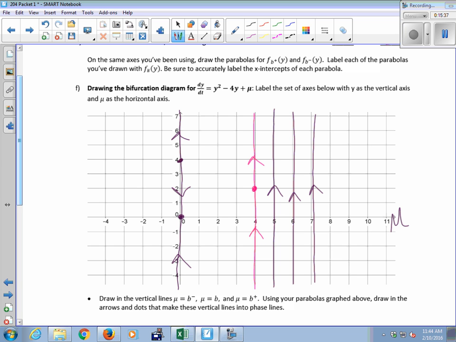So we did 3, right? We graphed the one at 3. And I don't know exactly where the equilibrium points are. I think it was at like point something and 3 point something. Just eyeballing it here.